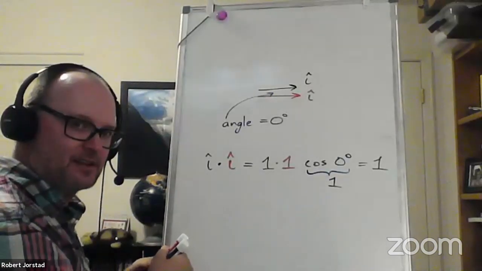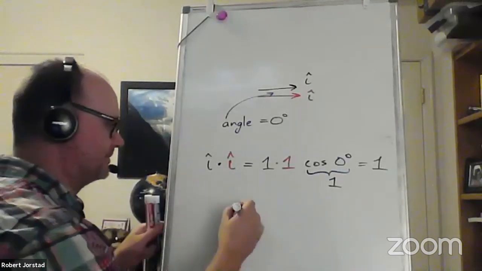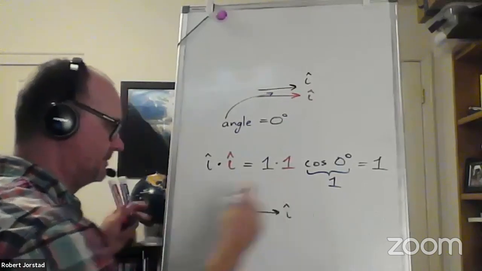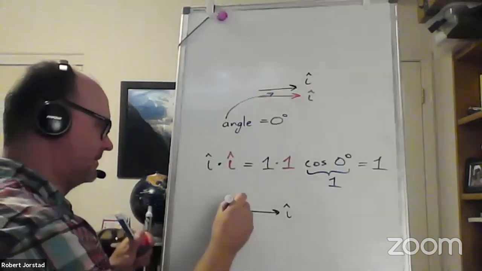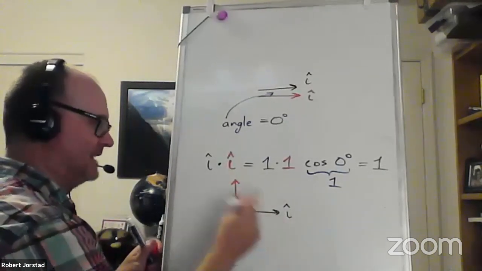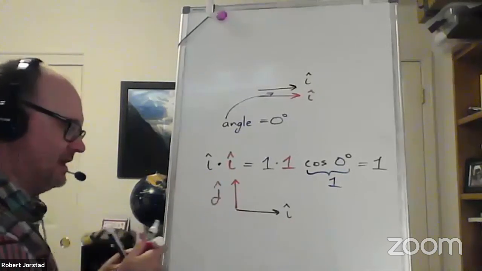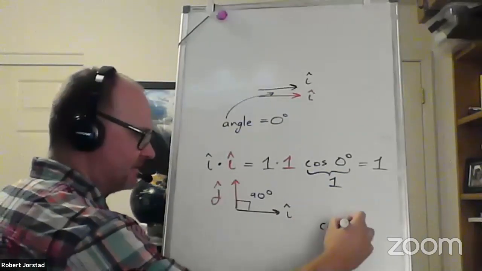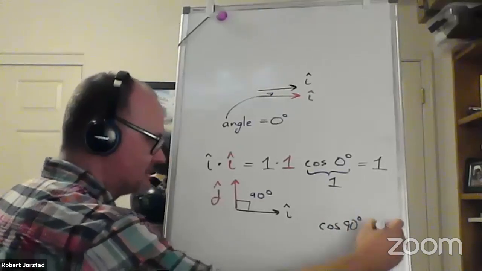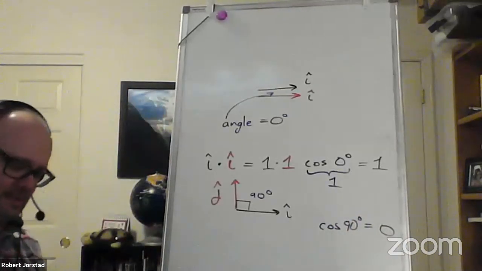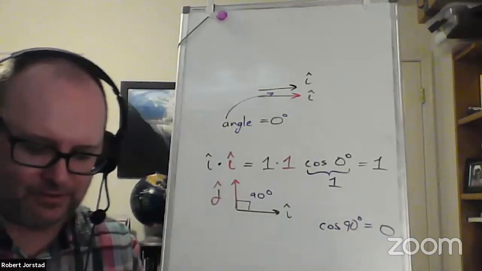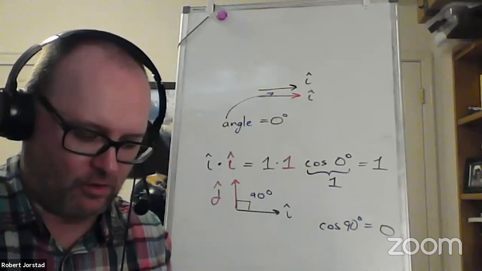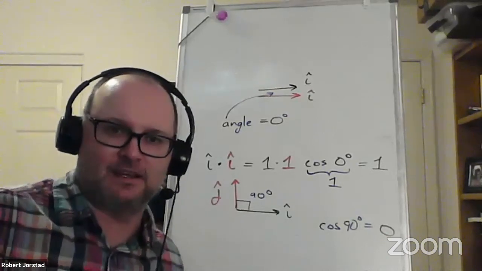Well, if I did this another way, what if I did I dot J? And I should be careful. I should say I hat dot J hat, not I dot J. I'm a bad person. Exactly. What's the angle between? 90 degrees. And what's cosine of 90 degrees? 0. So now you could go through this every single time, or you could do what I'm asking and memorize.